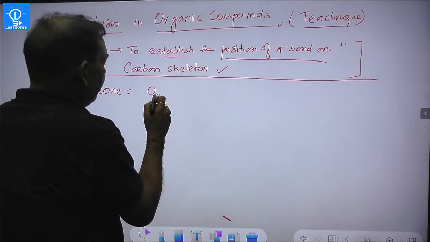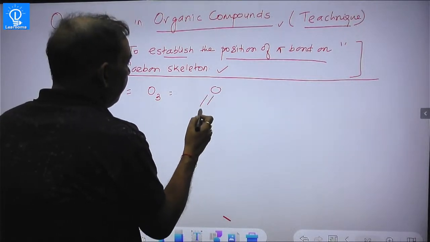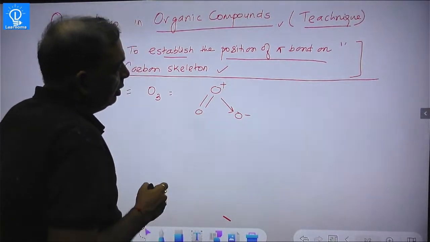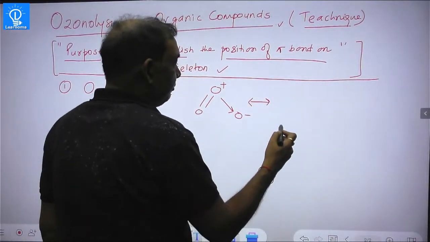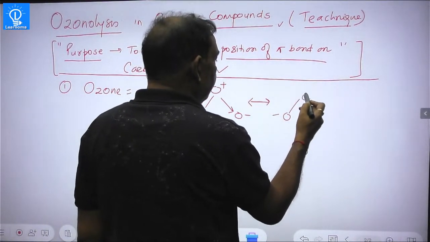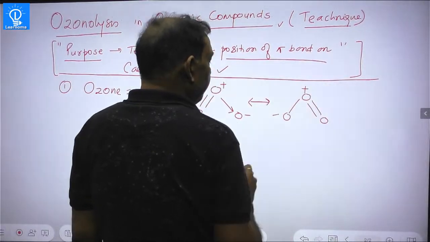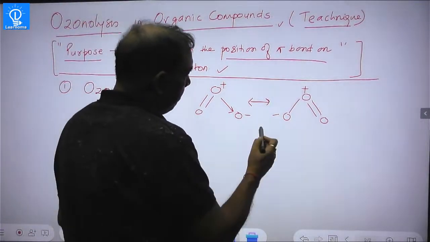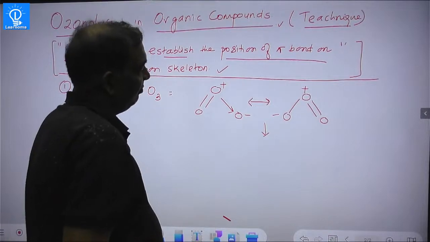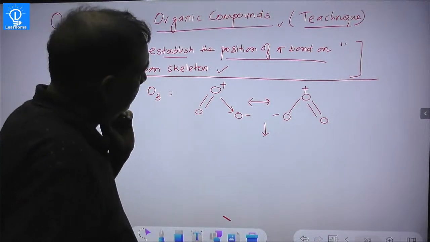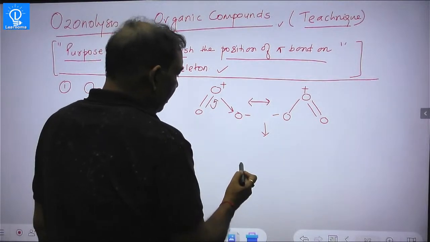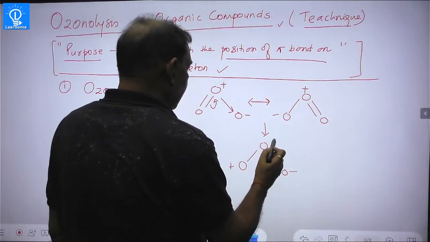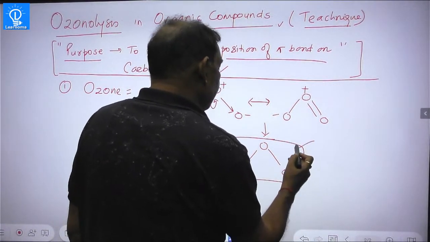Ozone is O3, and this is the ozone. Or we can also write it in this form. See here. What is happening here, or somewhat very high energy species will be like this. It is not possible, nearly impossible.